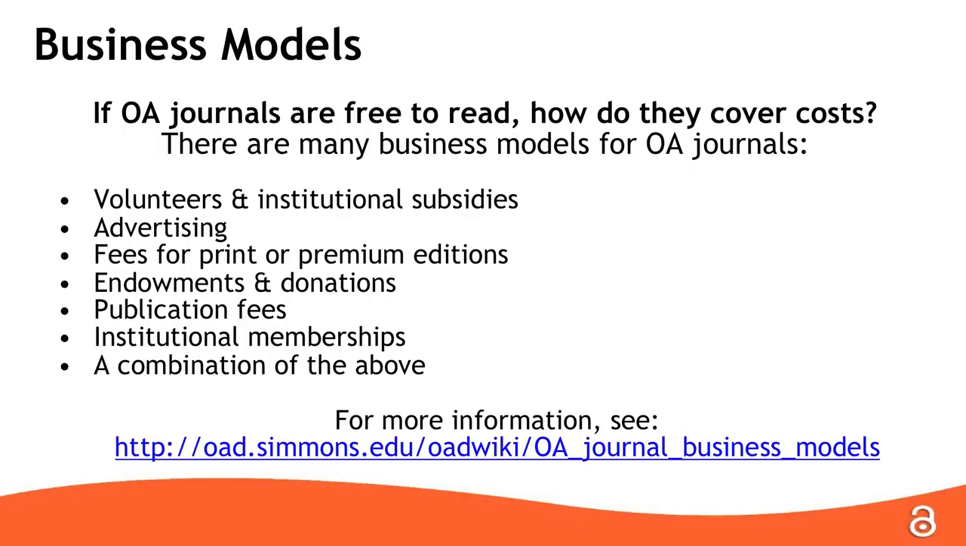So business models. Producing a journal isn't free. It really does cost time and money. So if the articles are free to read, how do the journals cover their costs? What are the economics of open access journals? And so as you can see in this bulleted list, there are many different ways, ranging from volunteers to advertising to selling print editions to endowments to charging publication fees. Many, many different business models. Sometimes they use a combination of those tactics to cover a journal's costs.